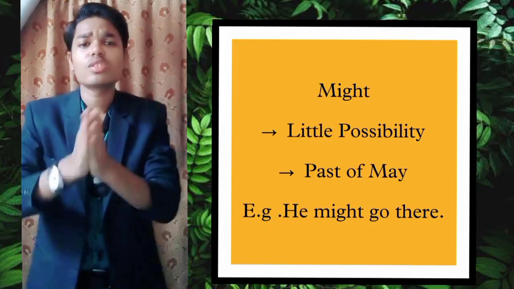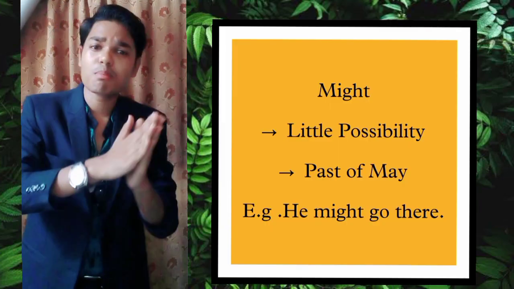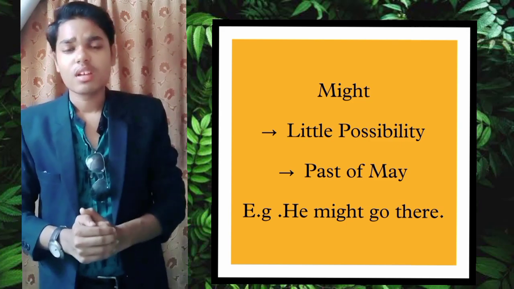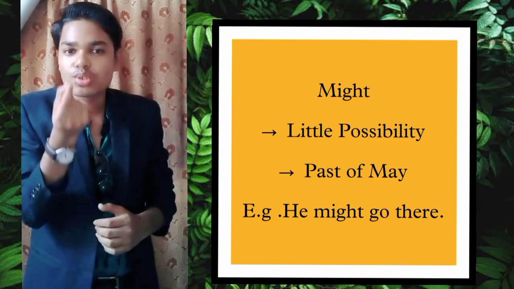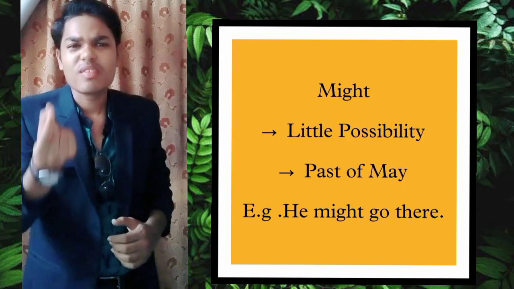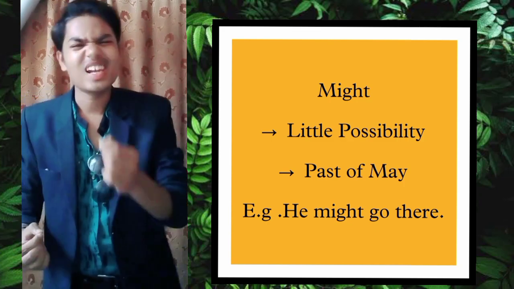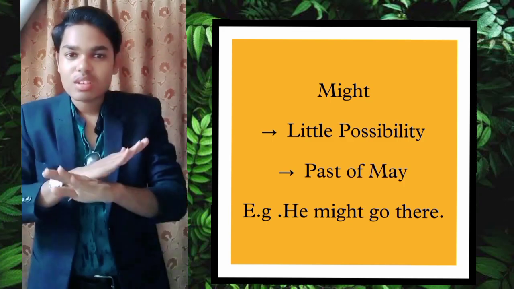Now come to the next point, what is the use of might? Might is just the past tense of may. And you can also use it to show possibility, very little possibility. It might rain, a very little possibility that it rains. So this is all about might.